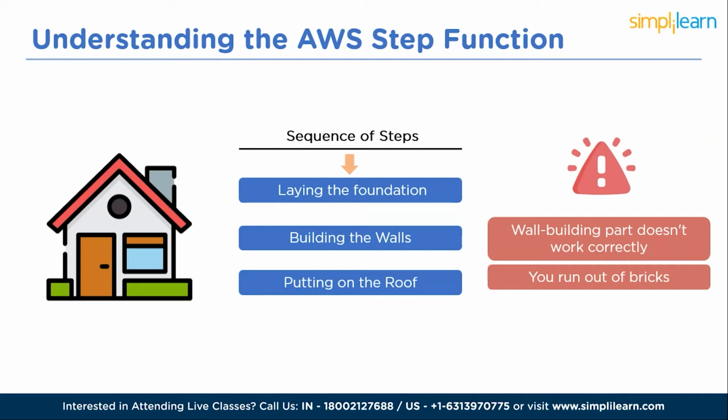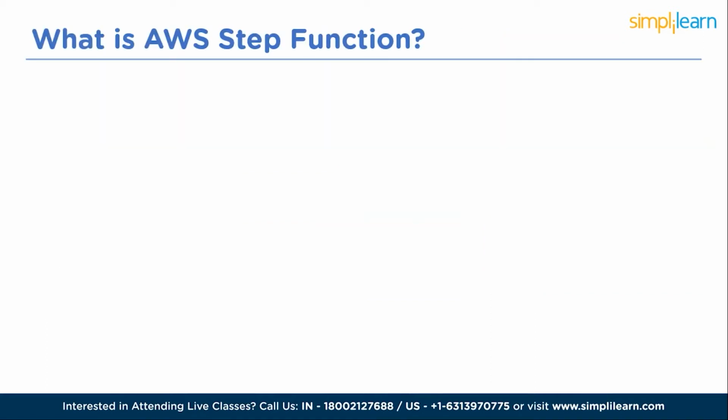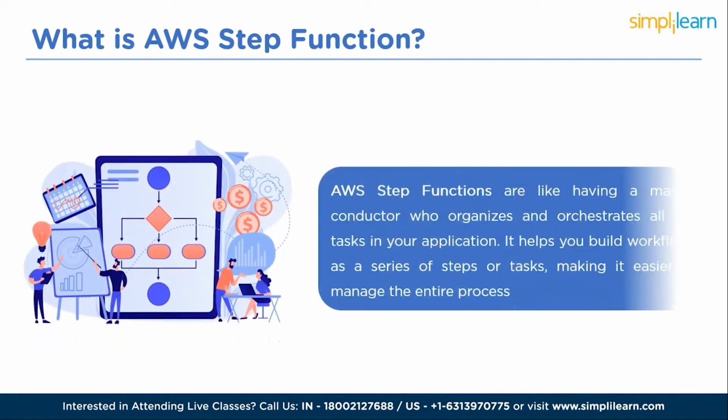Now we'll have an introduction to AWS Step Functions. So here AWS Step Functions come to the rescue with these challenges. AWS Step Functions are like having a master conductor who organizes and orchestrates all the tasks in your application. It helps you build workflows as a series of steps or tasks, making it easier to manage the entire process. That's right, just like a conductor guides the musicians in an orchestra to play their instruments at the right time, AWS Step Functions guides different services and functions to work together harmoniously. It does this by using something called state machines.